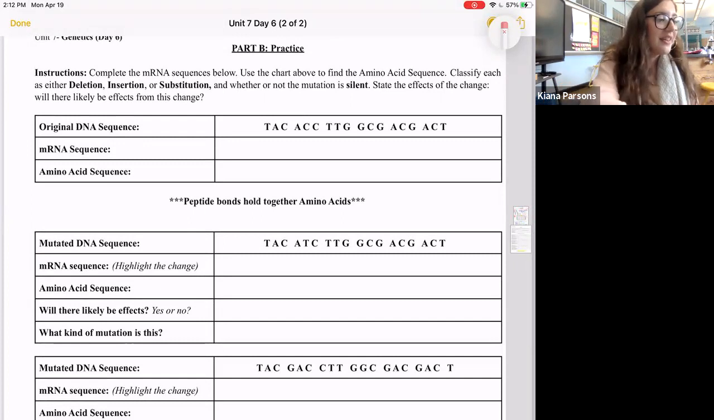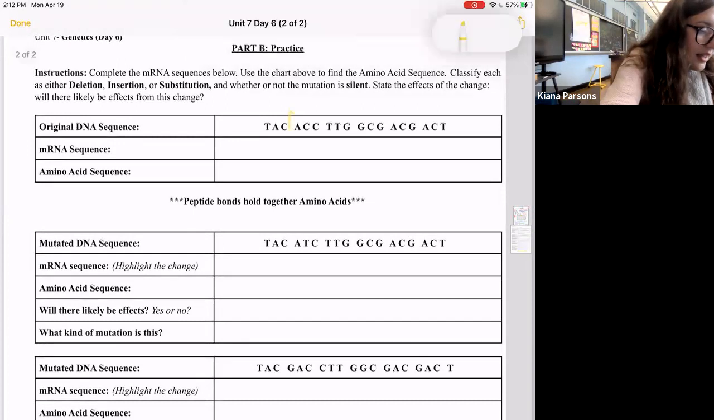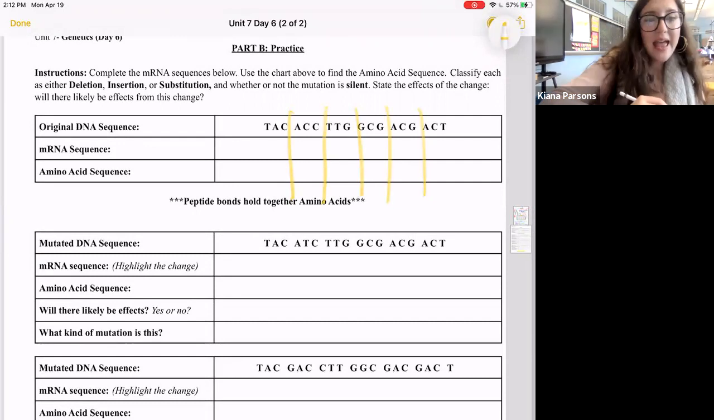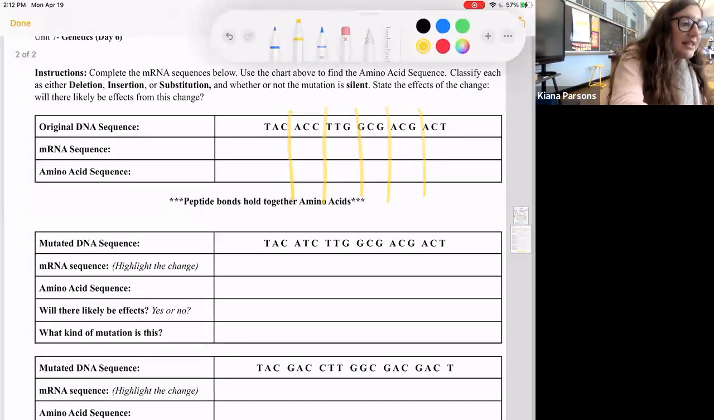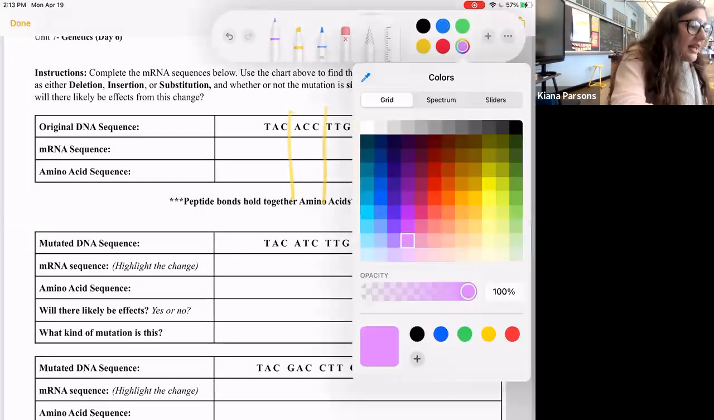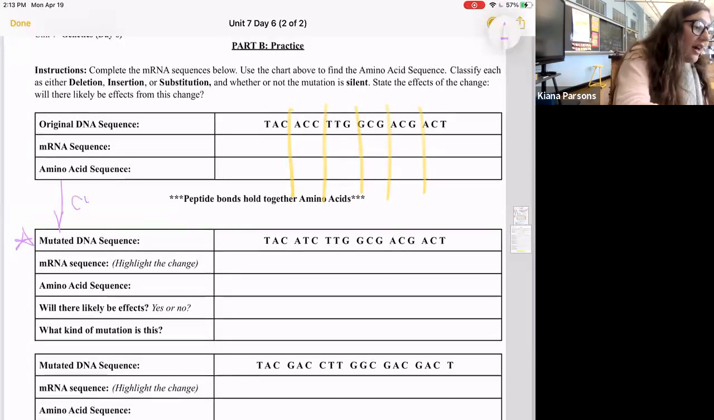So we have here the original DNA sequence. And I'm going to draw lines for our codons. And now we're going to transcribe the original DNA sequence into mRNA. And we're going to do this one together, but then you'll see for the rest of these, we're looking at a mutated DNA sequence. And what you are going to do is compare and highlight changes.